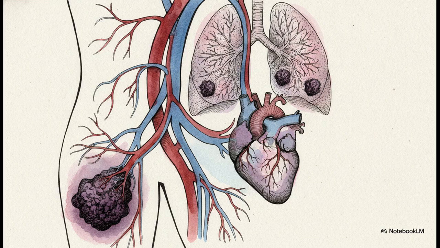What is the most common site of distant hematogenous metastasis for extremity soft tissue sarcomas? A, liver, B, lungs, C, brain, or D, spleen? The answer is B, the lungs. You see, soft tissue sarcomas metastasize almost exclusively through the blood, rather than the lymphatics. And because the systemic venous drainage from your extremities flows straight back to the heart and immediately out to the lungs, that pulmonary capillary bed is literally the very first downstream trap those circulating tumor cells are going to encounter.